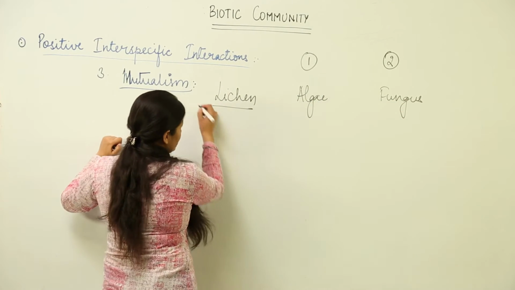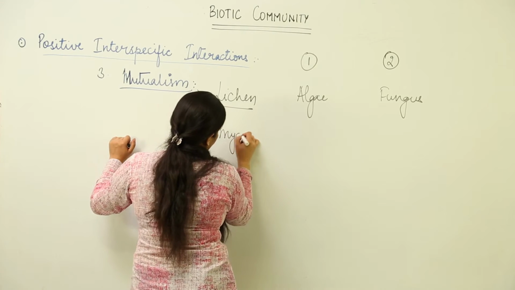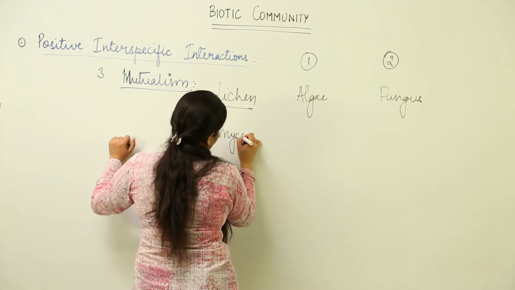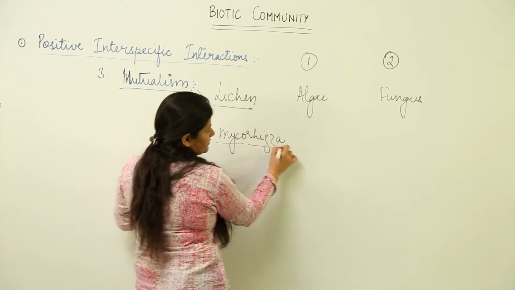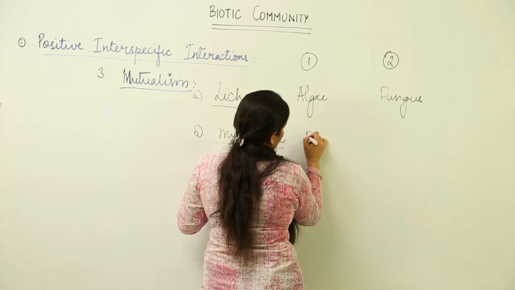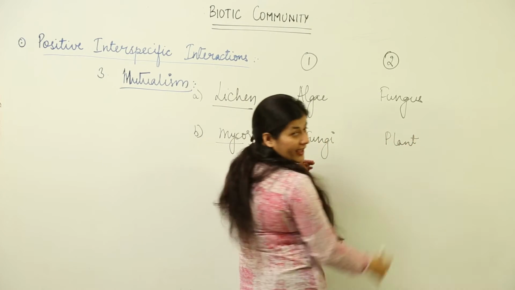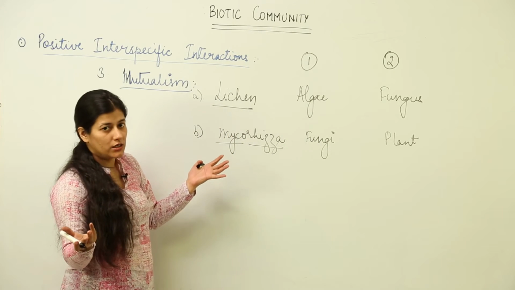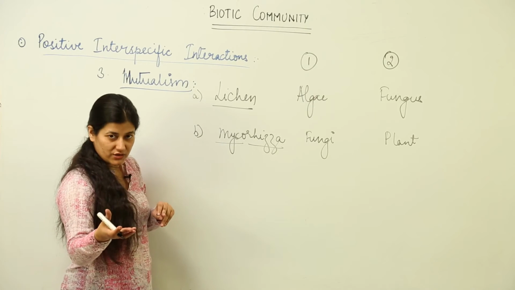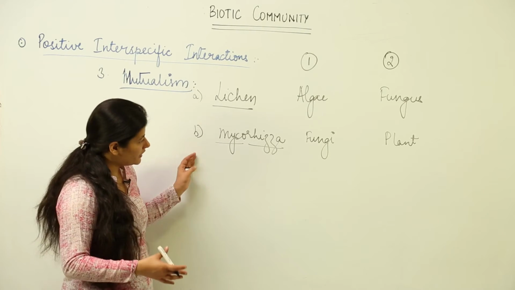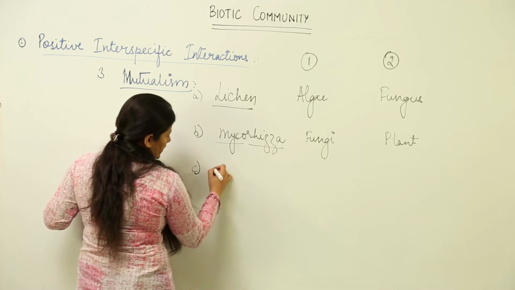Now, the second example of this is mycorrhizae. As we had discussed, myco means fungi, rhiza means root. So, here one is the fungi and the other one is a plant. Fungi have lots and lots of hyphae, so they increase the surface area and they increase the nutritional value for the plant.